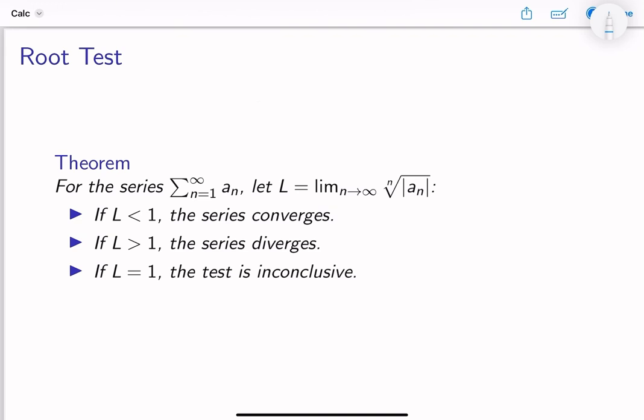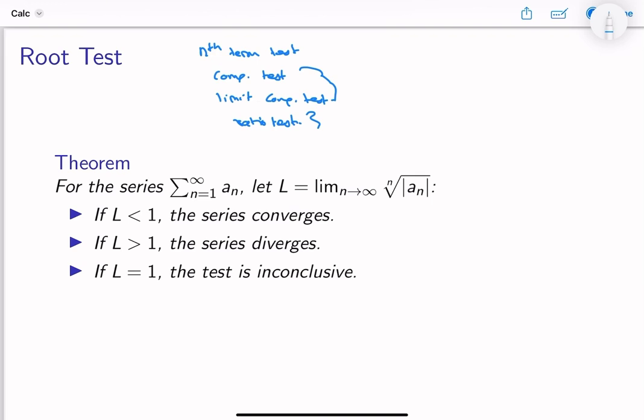So previously we've talked about the nth term test, the comparison test, the limit comparison test. We also talked about the ratio test. So in the previous video, we made a distinction between the comparison tests and the root test.